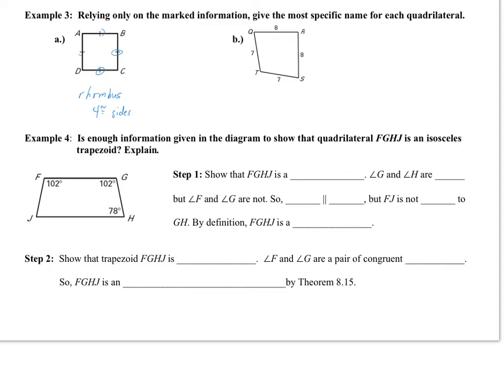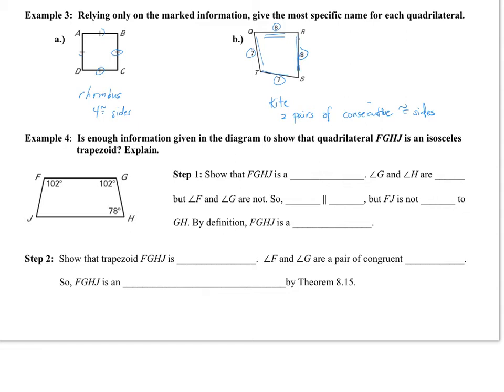And for the other one, I see that I have 2 adjacent congruent sides, 2 pairs, then this should be a kite. Two pairs of consecutive congruent sides, or adjacent, meaning they're next to each other.